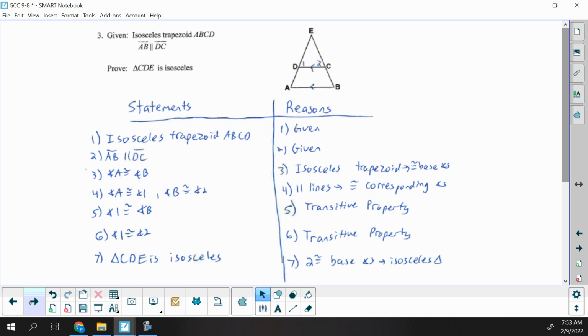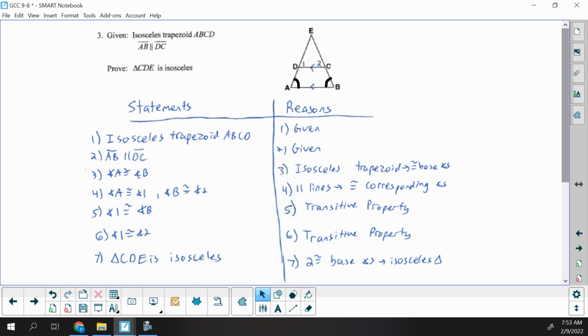All right, and then we had a proof on number 3. So we're given that bottom part's an isosceles trapezoid. We're given we have a set of parallel lines. We want to prove that CDE, that top triangle, is isosceles. So we want to think either a set of congruent sides or a set of congruent base angles. Well, the isosceles trapezoid we know has congruent base angles. So in step 3, we get angle A congruent to angle B.